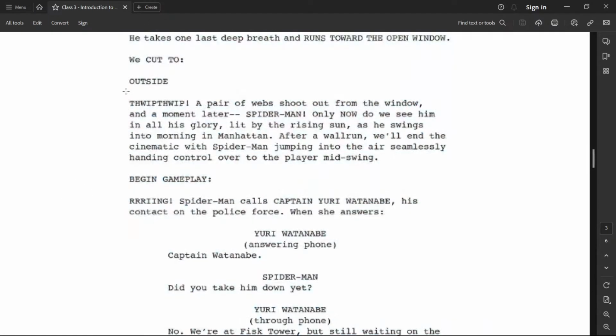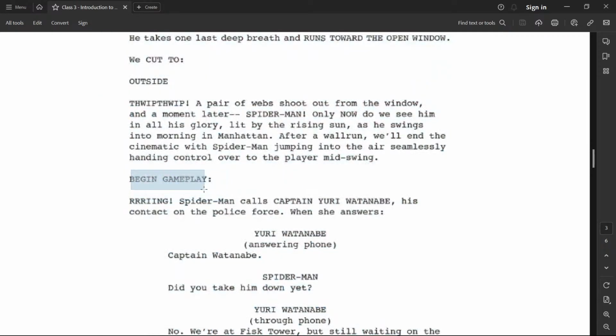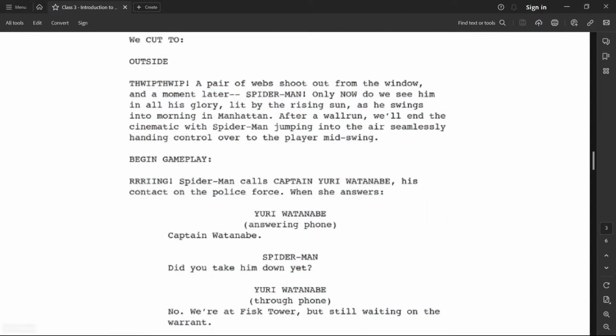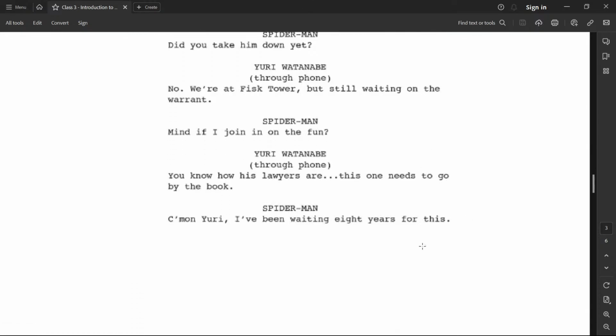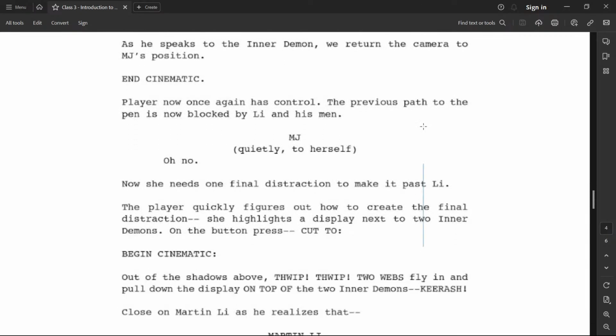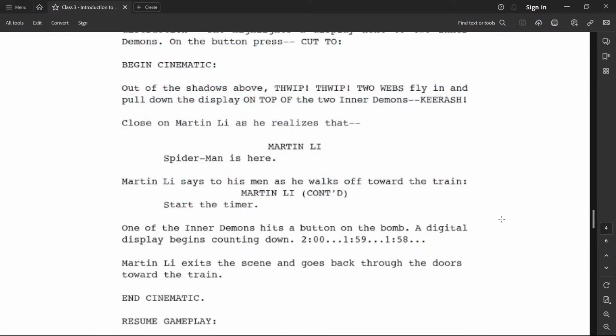the cinematic. This will be the cinematic, and then once you start the gameplay, you would have this part of the script written down, and then you would have the dialogues inside the game while you are swinging and playing the game. So that would be your particular example of a script.